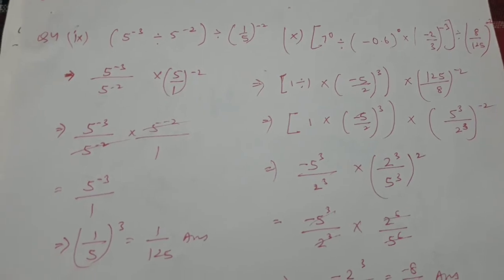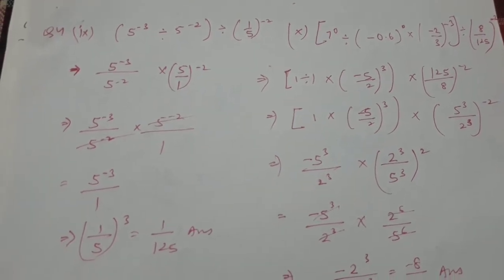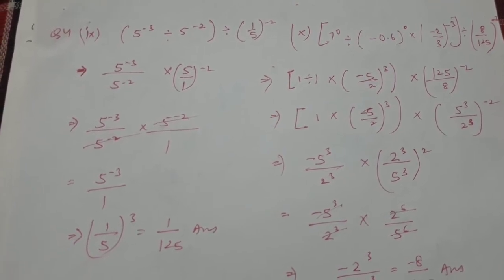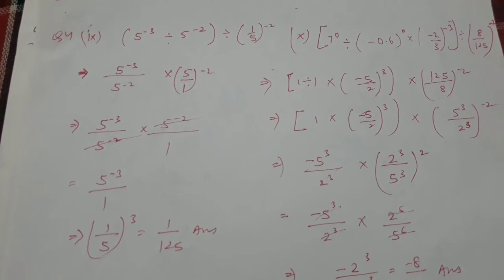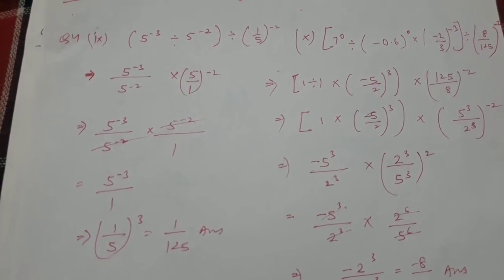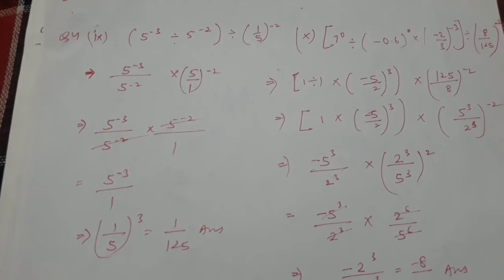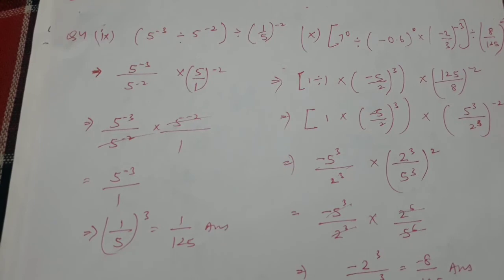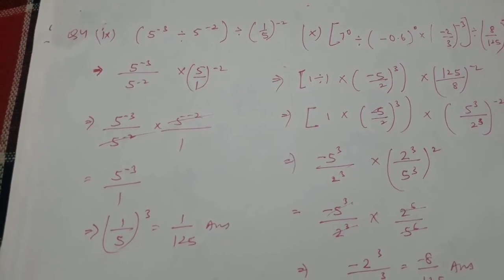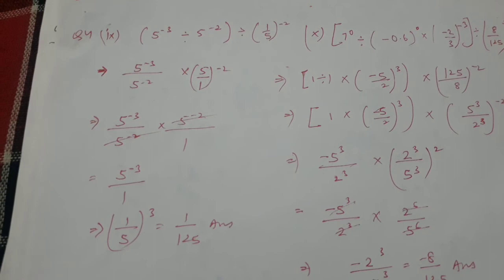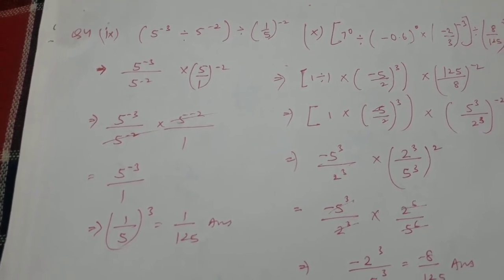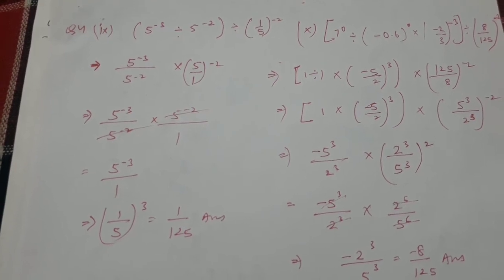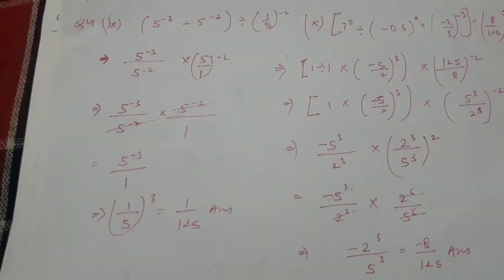In the 10th part, we have been given 7^0 divided by (-0.6)^0 into (-2/3)^-3 divided by (8/125)^-2. So as we know, if the number has a power as 0, that will turn into 1. So 7^0 and 0.6^0 will turn into 1. So next step would be 1 divided by 1 into (-5/2)^3 into (125/8)^2.